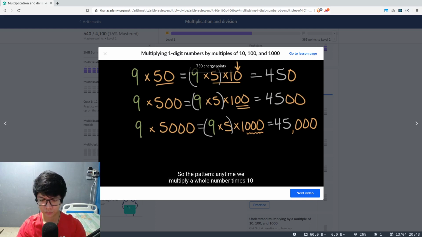So the pattern: anytime we multiply a whole number times 10, we add 1 zero to the end of our number. Anytime we multiply a whole number times 100, we'll have 2 zeros. And times 1,000, we'll have 3 zeros. Once we know that pattern, we can use it to help us with questions like this, where initially we don't see a 10, a 100, or a 1,000, but we can get one. We can break up or decompose these numbers to get a 10, or 100, or 1,000 to help us solve the problem.